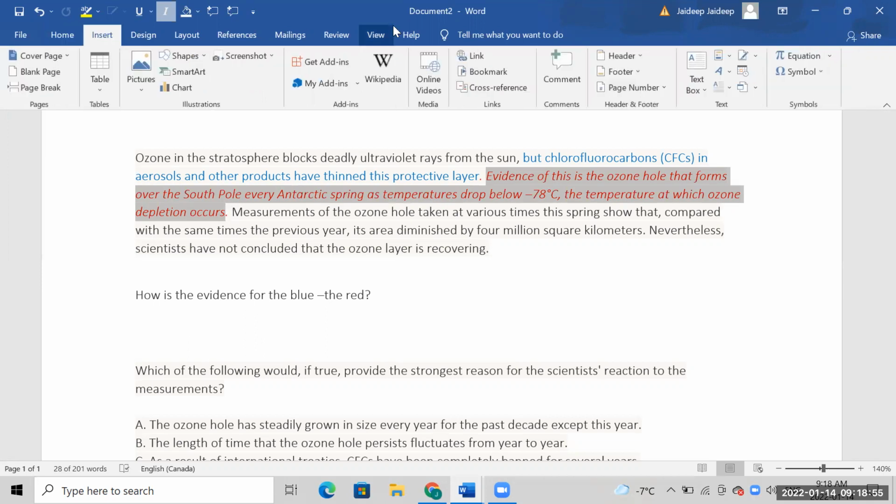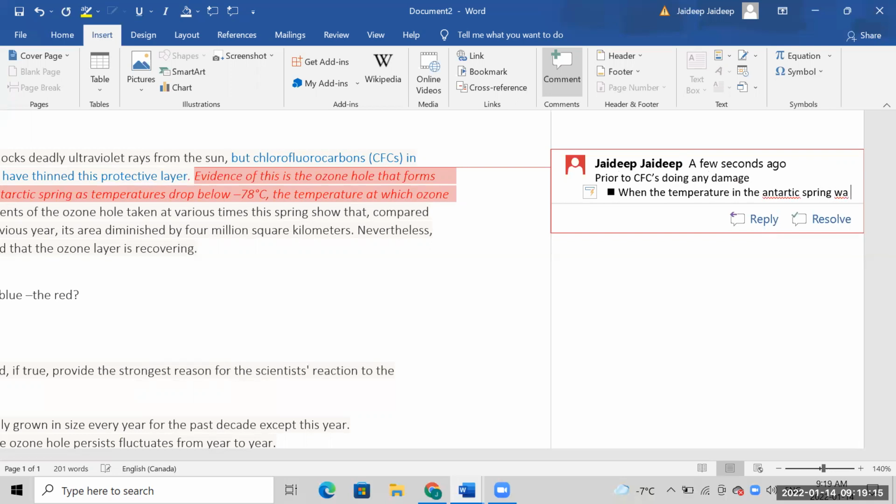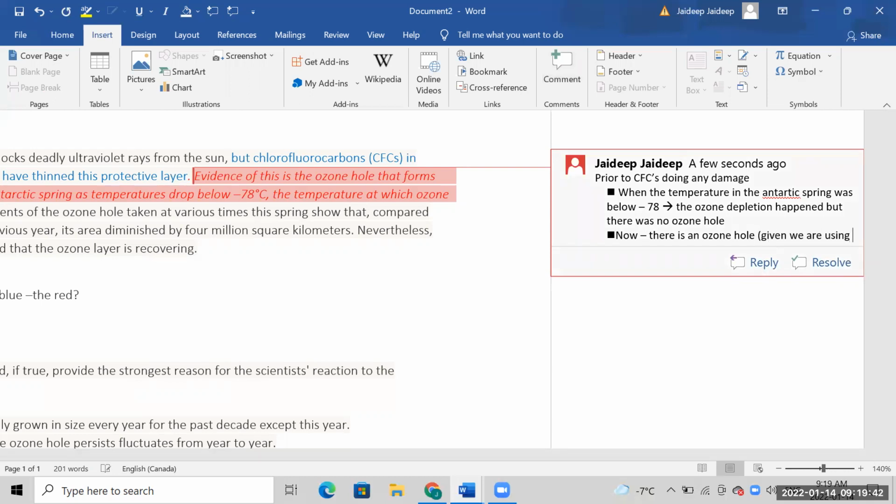I see. I think maybe prior to CFCs doing any damage, when the temperature in the Antarctic spring was below minus 78, the ozone depletion happened, but there was no ozone hole. Now there is an ozone hole, given we are using CFCs, plus when the temperature goes really, really low.